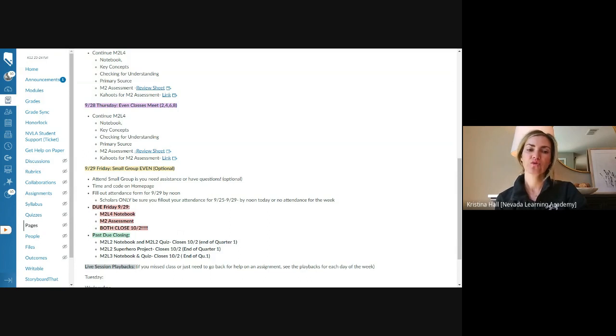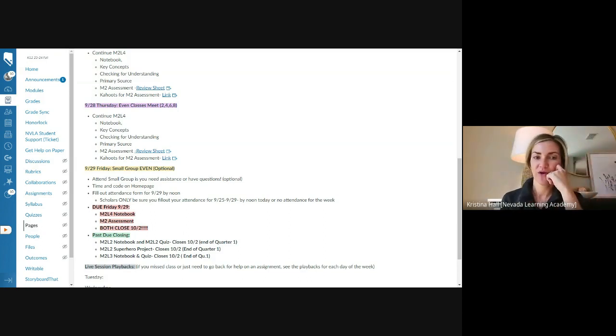So, 1, 2, 3, 4, 5, 6, 7 things that are open. Okay, that if you have below a 70% that you can get in, that you can bring up your grade. Superhero project, the quizzes, focus on the summatives. They will make the biggest impact on your grade. Any questions about what's open or when it's closing, end of quarter, anything like that.